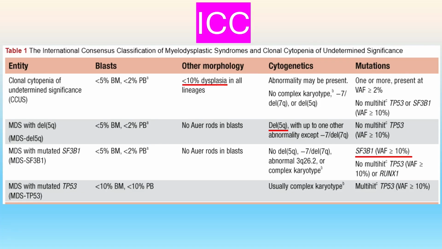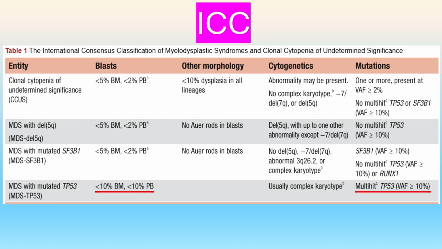So the clonal cytopenia of undetermined significance, these are the cases that do not have dysplasia. And then we move on to MDS with deletion 5q, and they are characterized by deletion 5q. So far so good. And then we move on to MDS with mutated SF3B1, and these are the cases which have SF3B1 mutation. Just notice that if you have something that you want to call clonal cytopenia of undetermined significance with SF3B1 mutation, this case automatically becomes MDS.